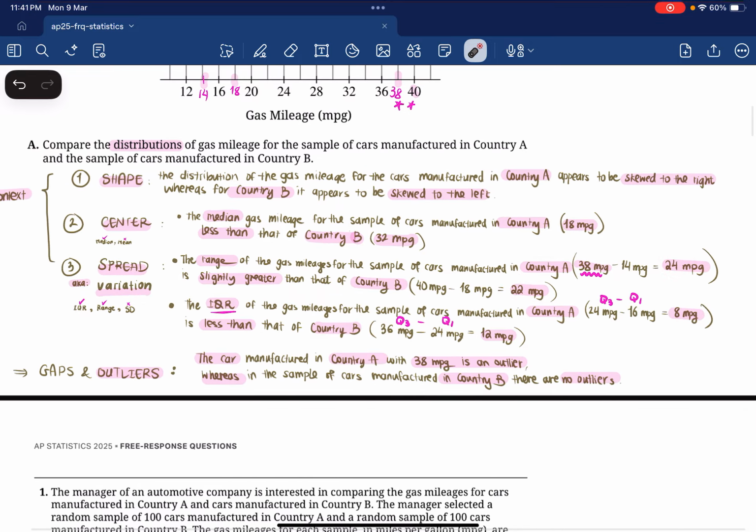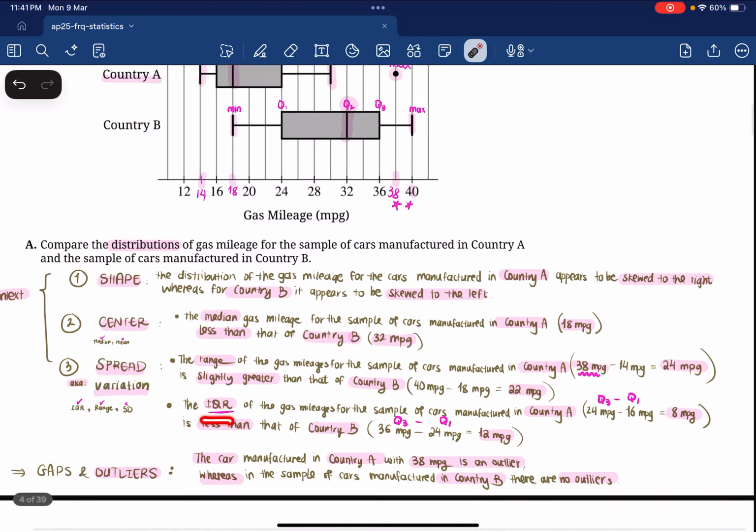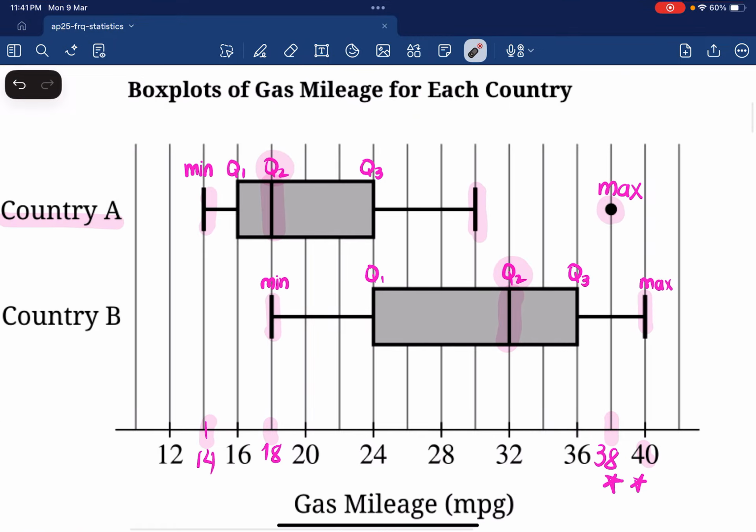The interquartile range, what is the interquartile range? When you look at a box plot, the interquartile range is basically the length of the box. So this is the interquartile range of country B, and this is the interquartile range of country A. Or, by definition, it's Q3 minus Q1. By looking at the box plot of country A, the box is smaller than the box in country B. So the interquartile range is less for country A than it is for country B.